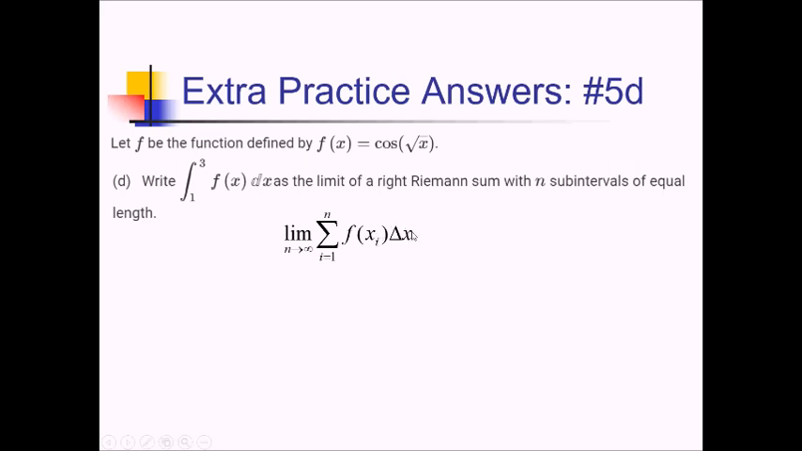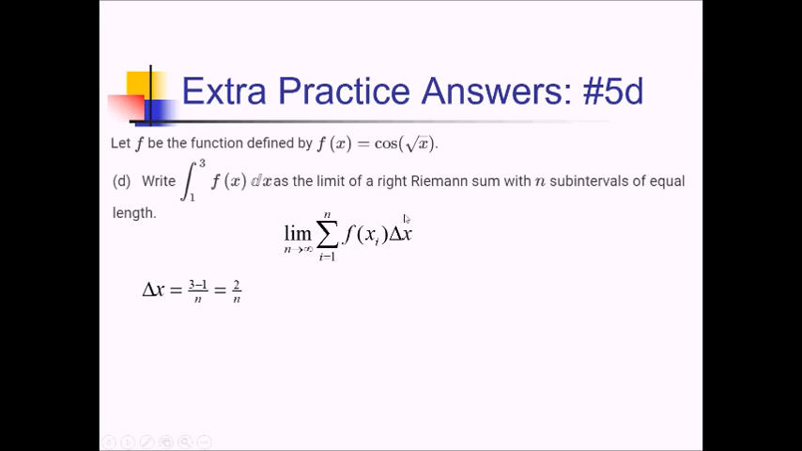To get the delta x, we just need to take the distance from the lower to upper limit of integration, which in this case 3 minus 1 is 2, and just divide it by n. We're basically chopping up the whole interval into a bunch of little rectangles. So that's our delta x, 3 minus 1 over n, or 2 over n.